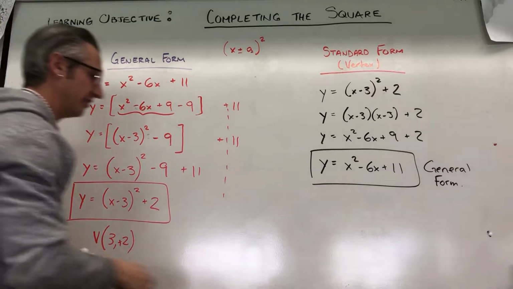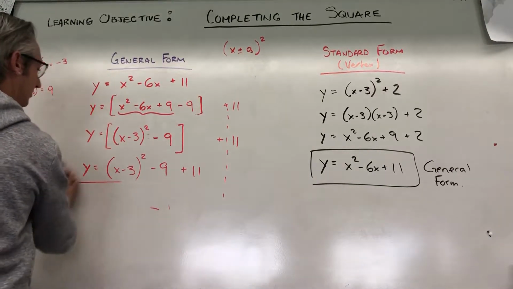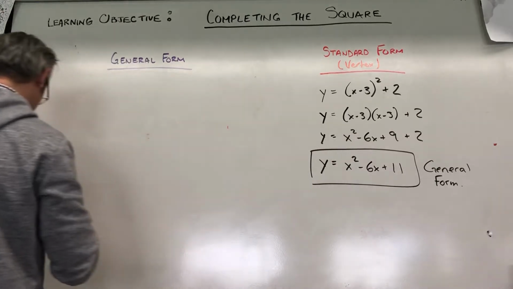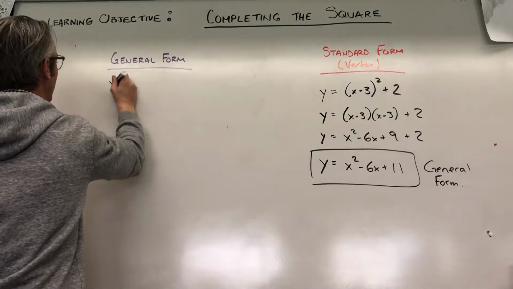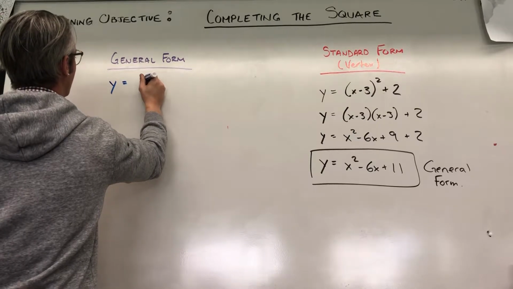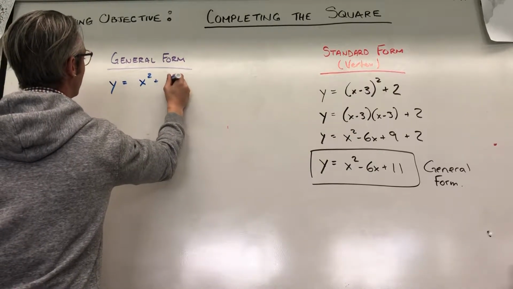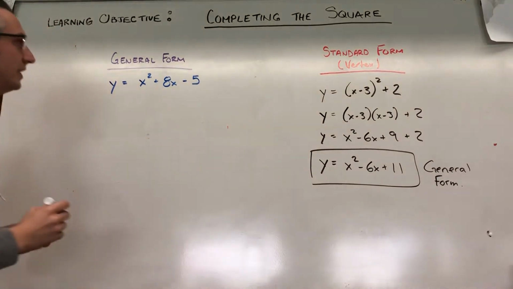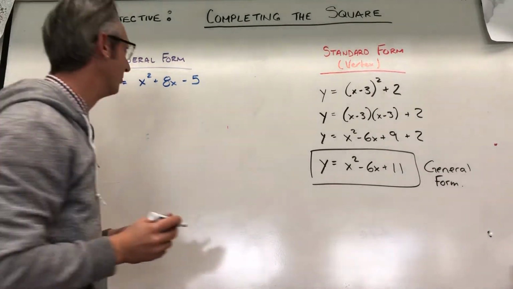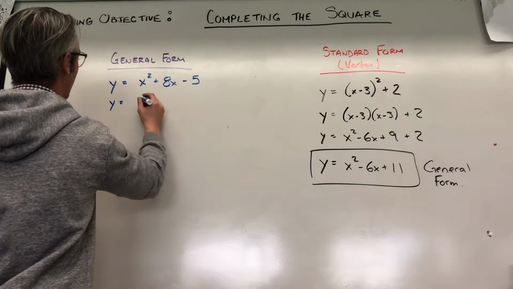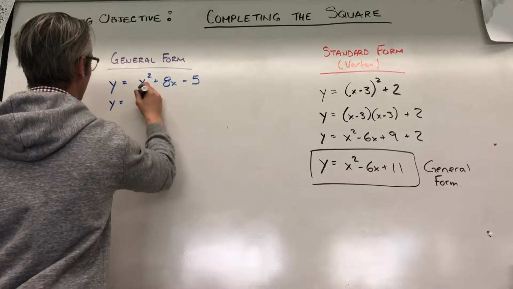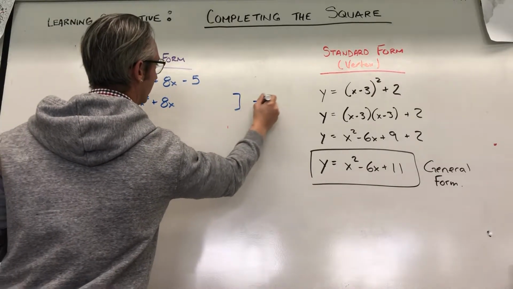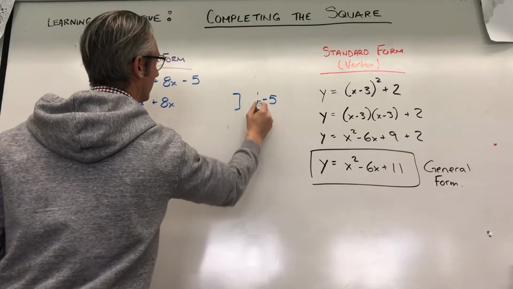So let's do a couple more examples of completing the square. So let's say I have y is equal to x squared plus 8x minus 5. Okay, and I say complete the square, convert this to standard form. Well, first step is to pull away the negative 5. So the negative 5 is going to move over here.